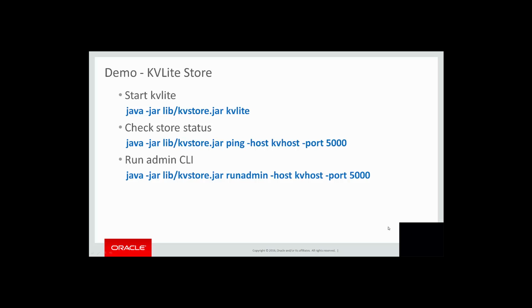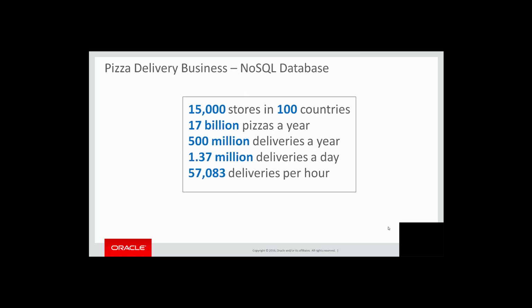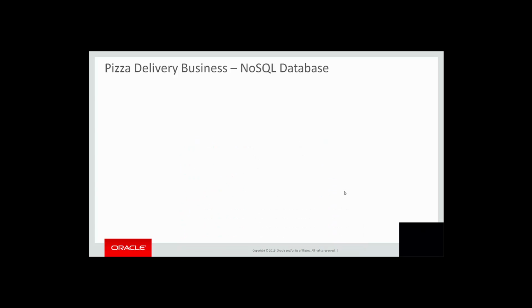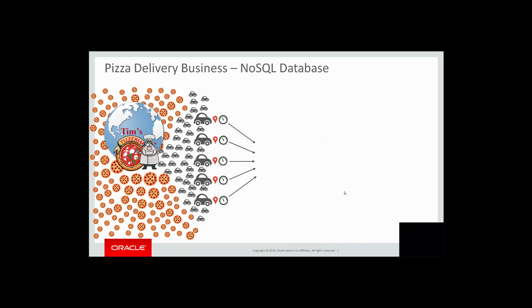Next, we should talk about how this database can be used in the use case we talked about earlier, the pizza delivery business. So we know these are the numbers, and there will be 57,083 deliveries per hour. And these are the kind of data I need to capture and the operations needed. Okay, so now let's get back to this picture here.